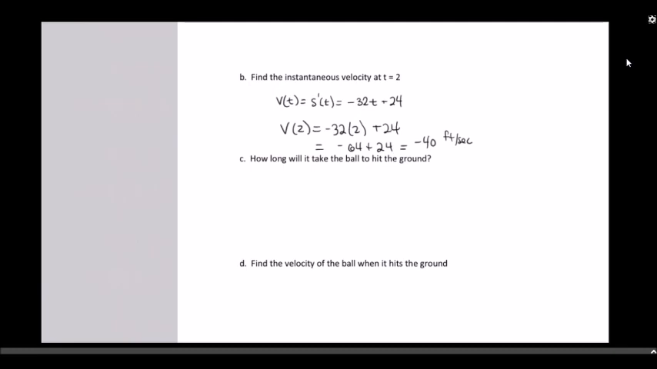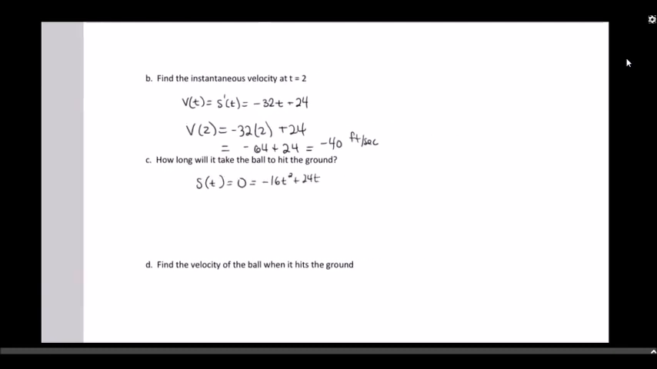It's not asking anything about how quickly the ball is moving. It's asking how long will it take for the ball's position to be at ground level. For the ball to hit the ground, the position has to be at ground level. Ground level is 0. So how long will it take for the position to equal 0? So when will S of t equal 0? That's the question.